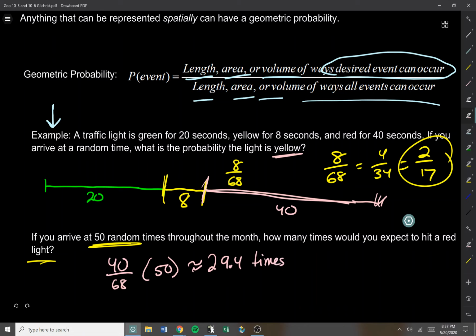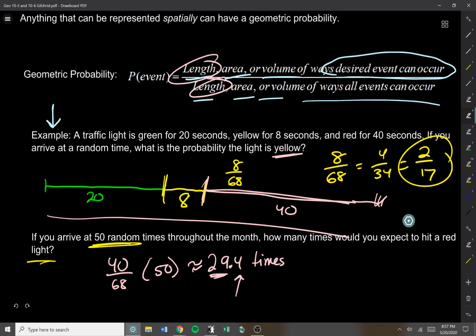You might wonder, how do we deal with a 0.4? Like, how can we get 0.4 of a red light? Here's how I think about that. That means 29 times, maybe 30 times, but it's more likely to be 29 times. Just barely, because 0.4 is a little bit under 0.5. But it's probably going to be 29 times. It might be 30.